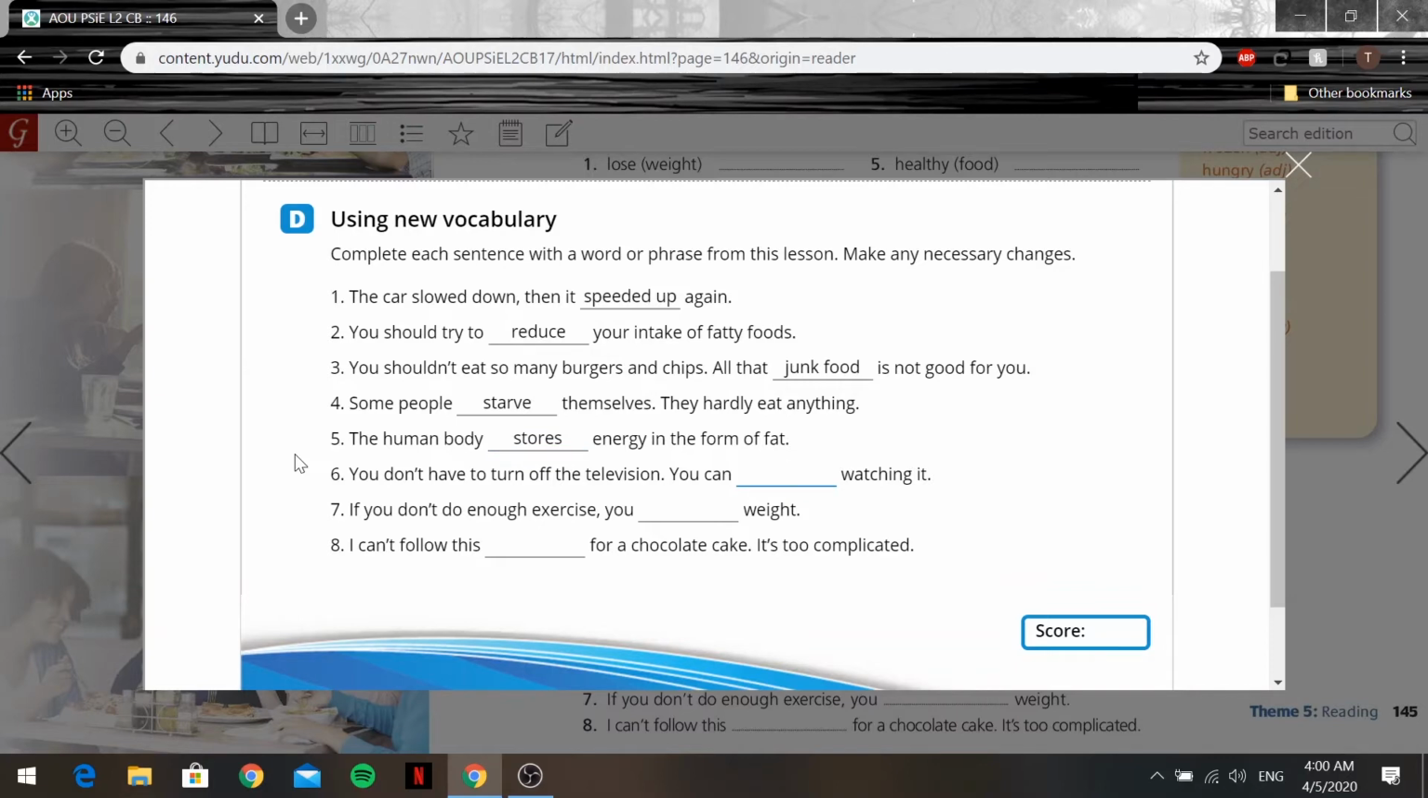Six, you don't have to turn off the television, you can dash watching it. We can say the word carry on. I could say keep on, but I'm trying to use words from the lesson, okay? So you don't have to turn off the television, you can carry on watching it.